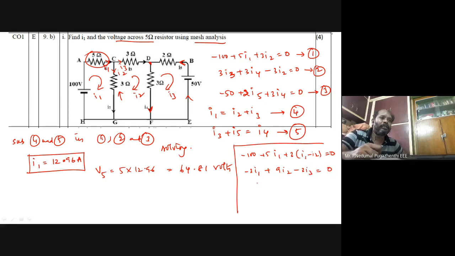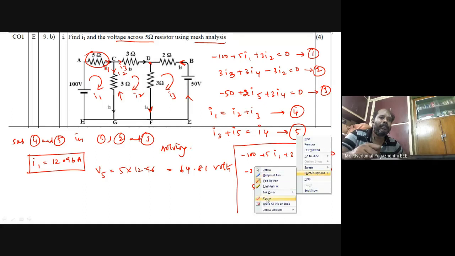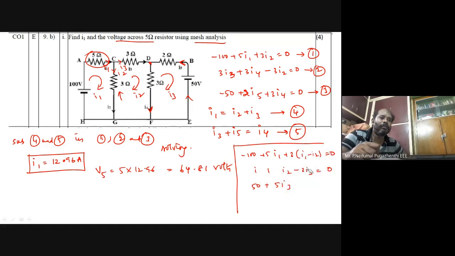On the other case, 50 plus 5I3. Okay, I think I'm making some mistake. Let me correct it. I will go by the normal equation. It is up to you. You can reduce that and find your results. Okay, let me try that.